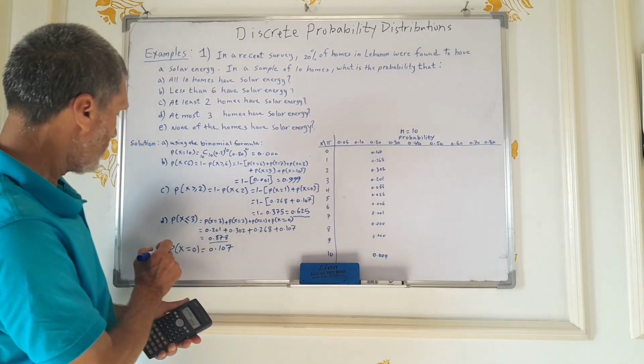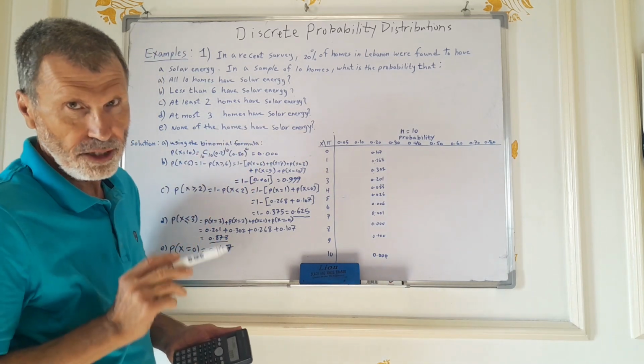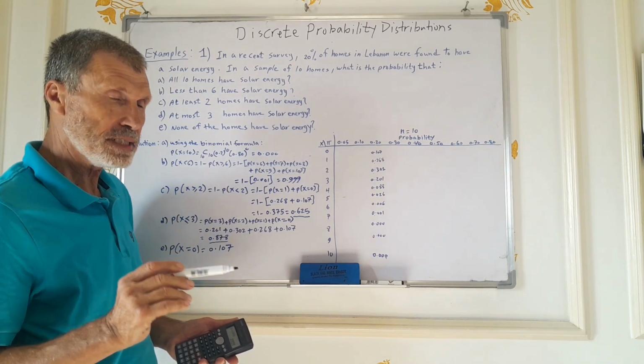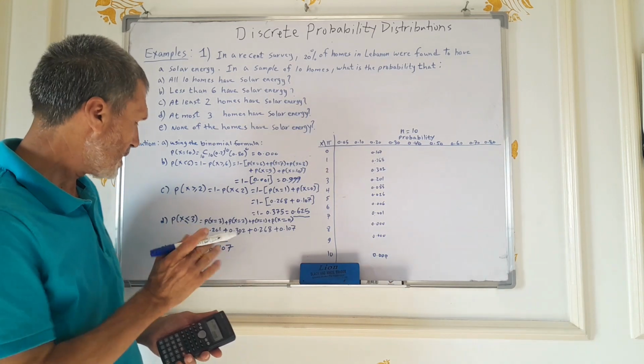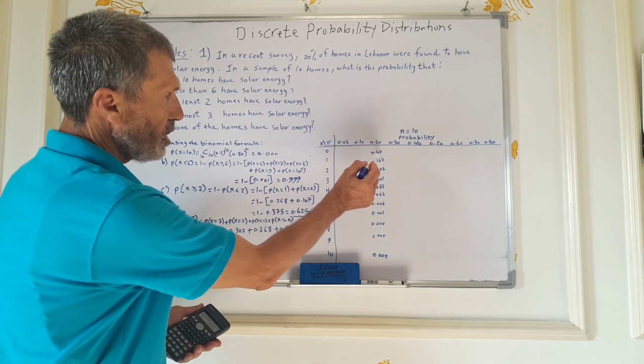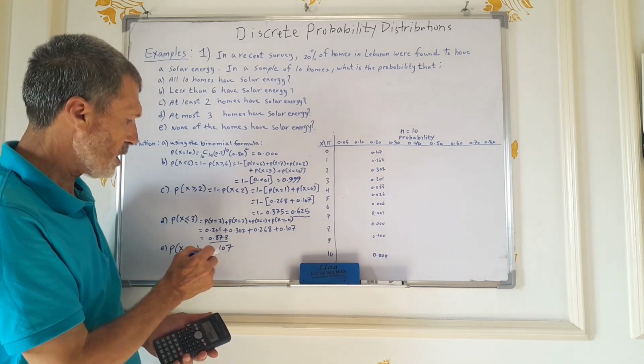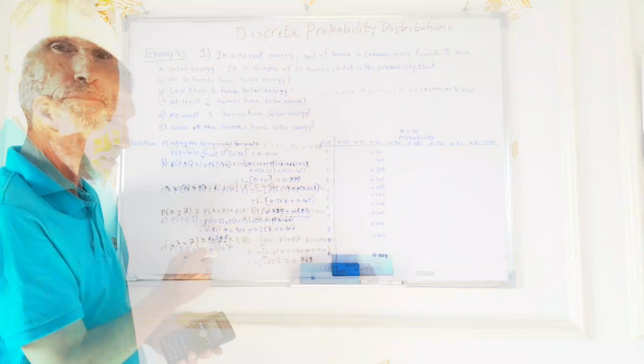Now, what about the last part? None of the homes have solar energy. None of them, which means probability of x equals 0. Probability of x equals 0, come in here, 0.107. You can use, of course, the binomial formula, and you must come up with the same answer.